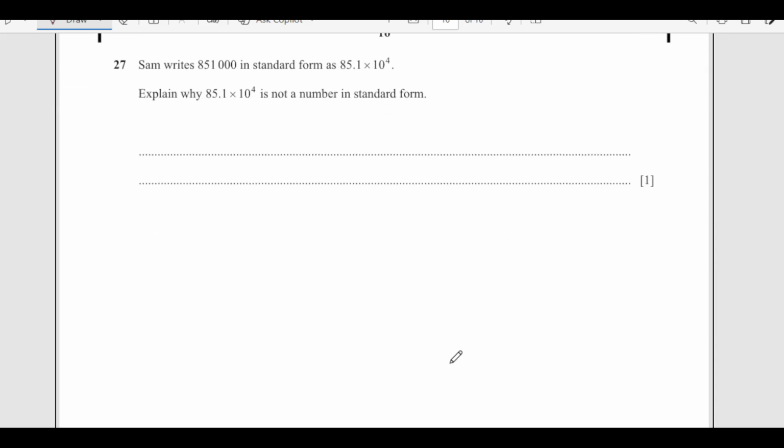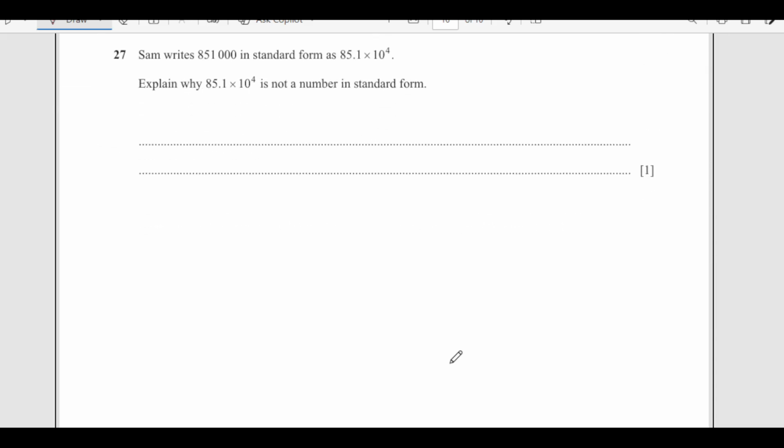So yeah, we reached the final question here. Sam writes this in standard form as 85.1 times 10 raised to power 4. Explain why this is not a number in standard form. Now as you know, whenever we write this, it is a times 10 raised to power n, right? This a should be between 1 and 10 basically. So we usually write it like this.